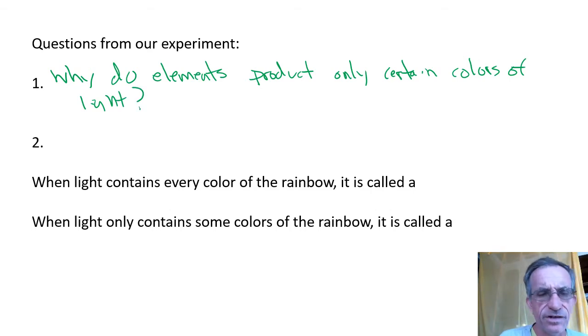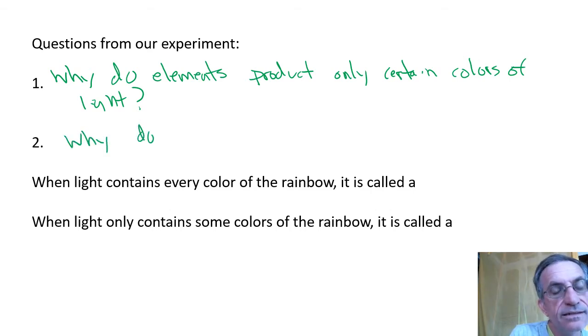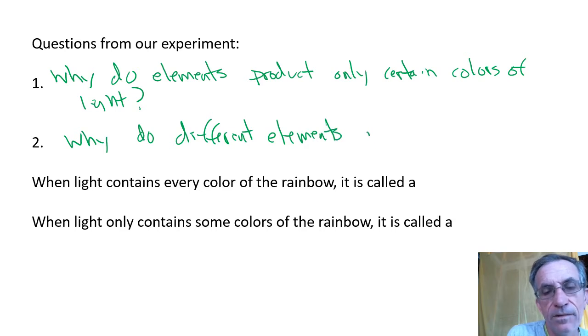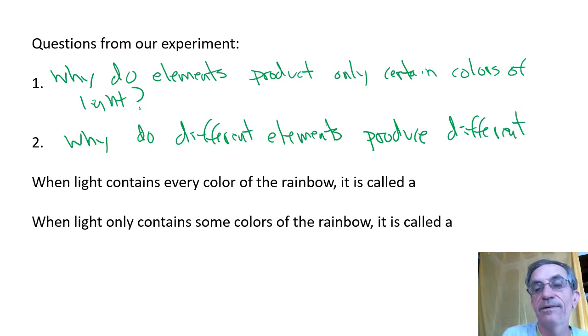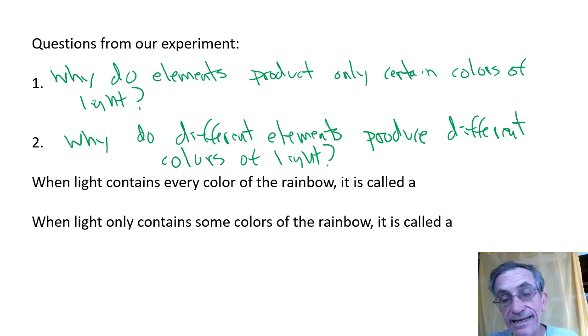And the other question I'm curious about is, why do different elements produce different colors? How do different elements produce different, I guess we'll say, colors of light? All right. So that's what we're going to focus in on first. Ultimately, again, it turns out the answer to these questions has something to do with electrons. So we're getting to that, I promise.